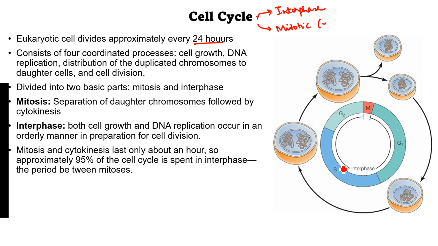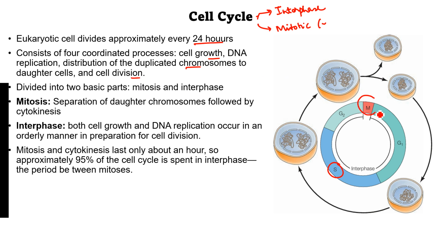Then in the S phase, DNA replication takes place. And in the G2 phase, there are several proteins synthesized, which will facilitate the mitosis, or the division of the cell to happen. It consists of four coordinated processes: cell growth, DNA replication, distribution of the duplicated chromosomes to daughter cells, and cell division. So it is divided into two basic parts.